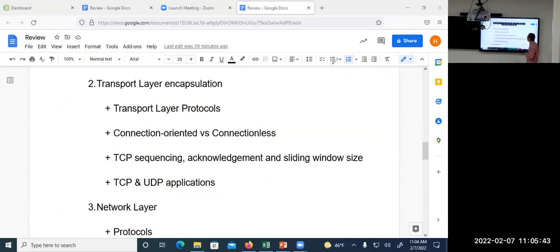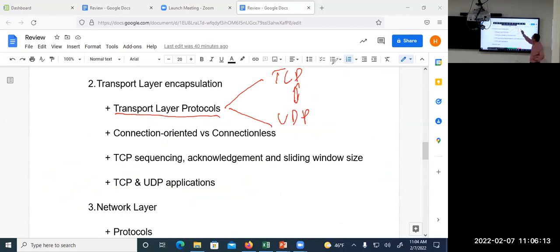Okay, now for the transport layer protocols. In the last class, we talked about the transport layer protocols. You have two major protocols in the transport layer. What are they? Yes, TCP and UDP. TCP is Transmission Control Protocol, and UDP is User Datagram Protocol. So what's the difference between TCP and UDP here?